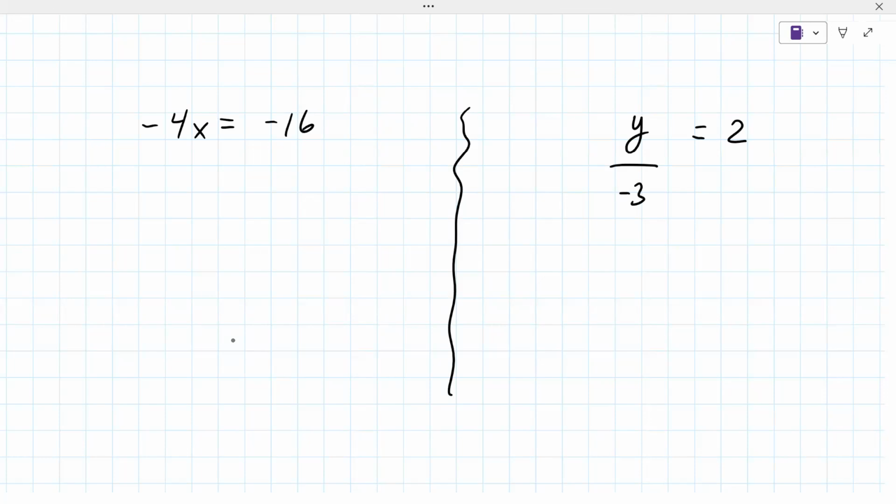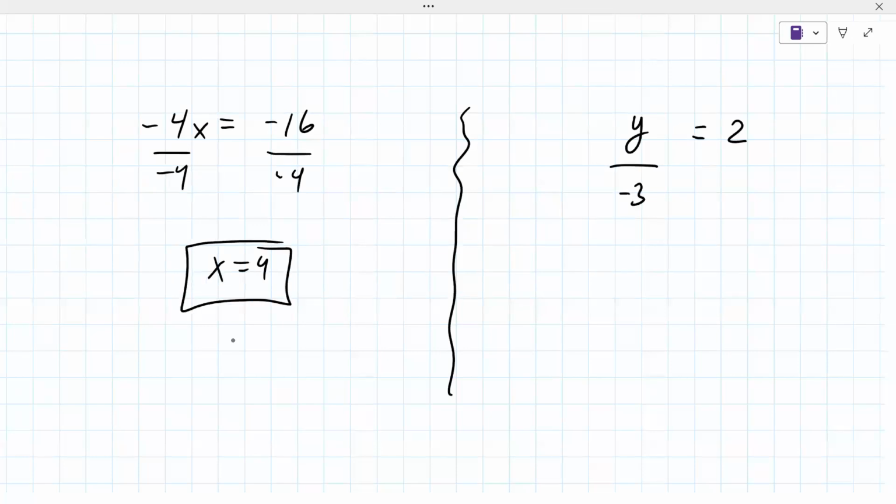The first one would be 4. Yep, you're dividing both sides by -4, so that's x equals 4. You want to say the whole thing though: x equals 4. Okay. And then y equals -6. Yes, you're multiplying both sides by -3. So y equals -6. Very good.